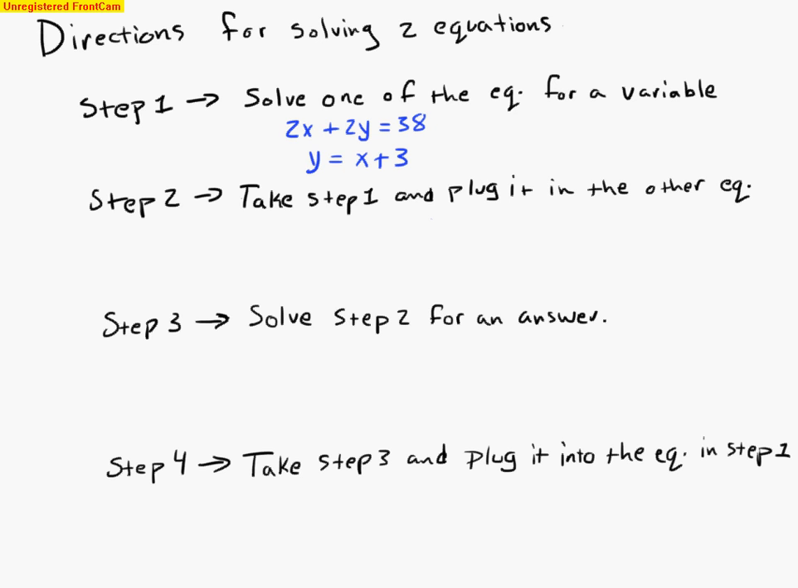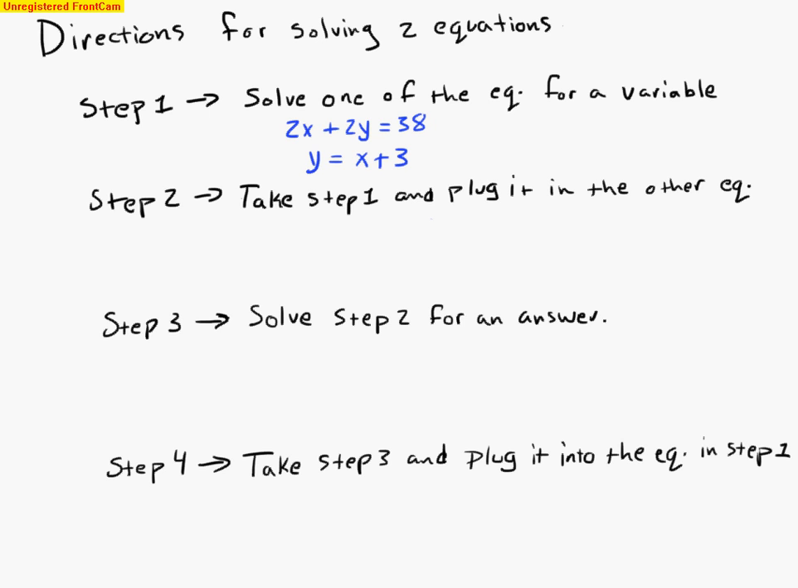We're going to go over the four main steps for solving two equations. Right here, step number one, I need to make sure that one of my equations is solved for a variable. So step one here says solve one of the equations for a variable. Sometimes I don't even have to solve. Those are the best sort of equations.